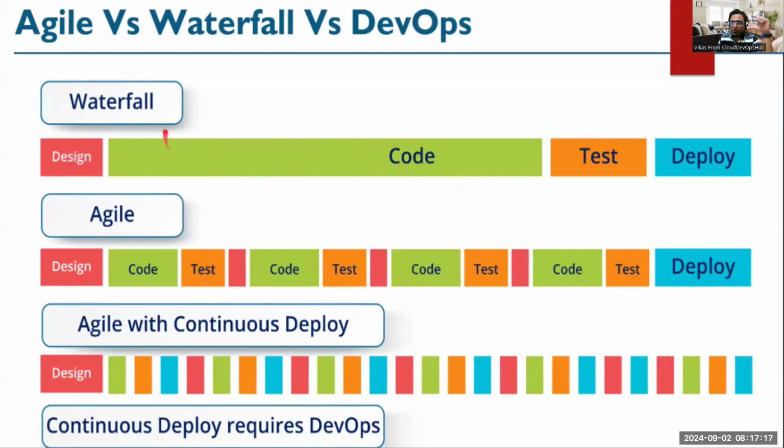Let's assume you get a requirement to develop one piece of software. If you follow the waterfall model, what will happen? You will say, okay, we need 3 months to achieve this. In these 3 months, you will take 2 weeks for designing, 2 months for coding, 15 days for testing, and 15 days for deployment. Agree? Yes or no?